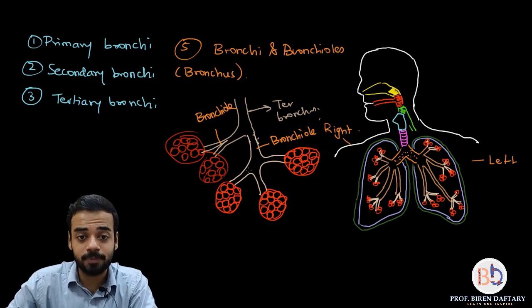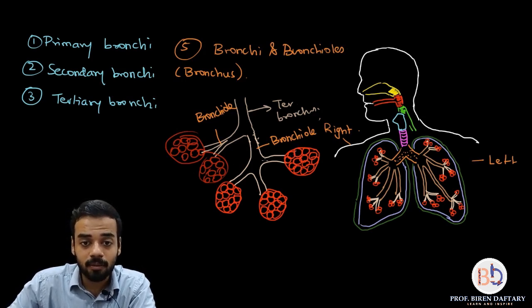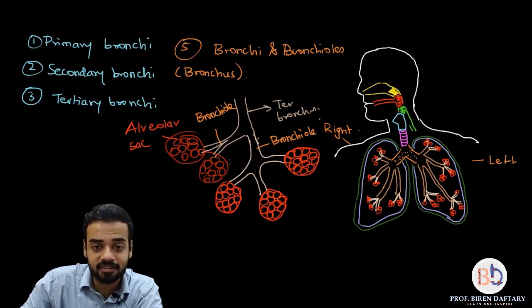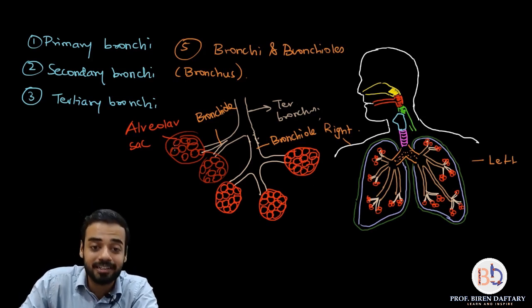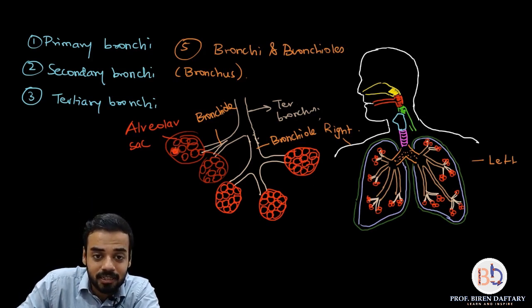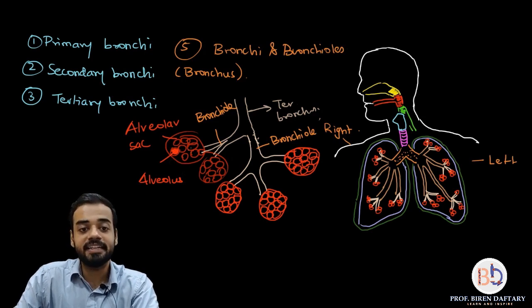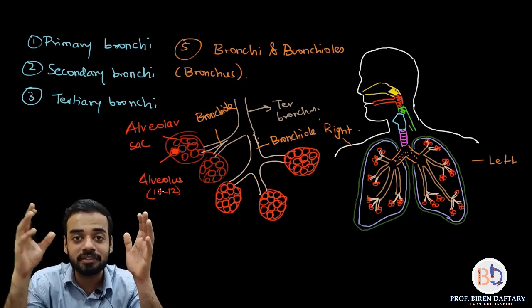Now for the further division, please pay attention over here. Each bronchiole is further divided into many alveolar sacs. The balloons which I have drawn are called alveolar sacs. So this is one alveolar sac, this is another one, and each alveolar sac is made up of alveoli. These small portions which you are seeing are called alveoli. The singular is alveolus, many are alveoli, and each alveolar sac is made up of 10 to 12 alveoli, and that is when the division stops.